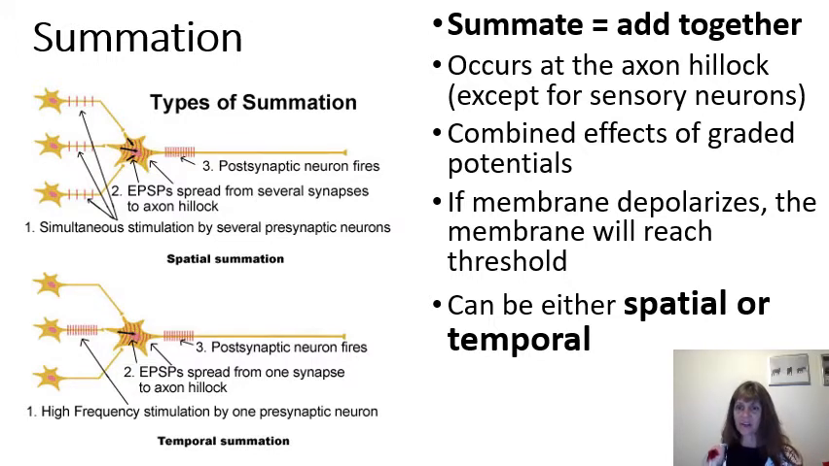Summation can either occur spatially in different places, like we saw in the previous slide, or in one place on a dendrite or soma where signals are very quickly generated over a short period of time. That is referred to as temporal summation.